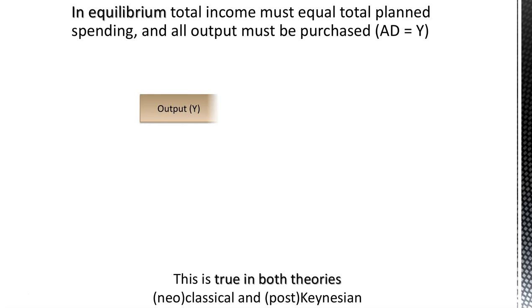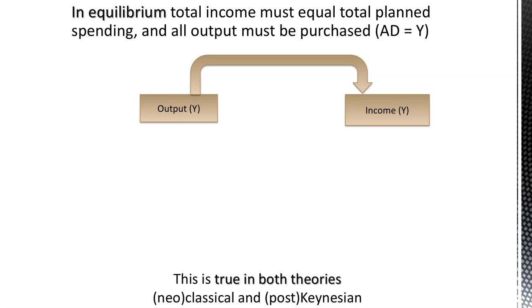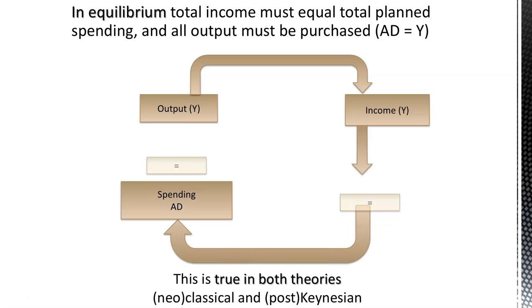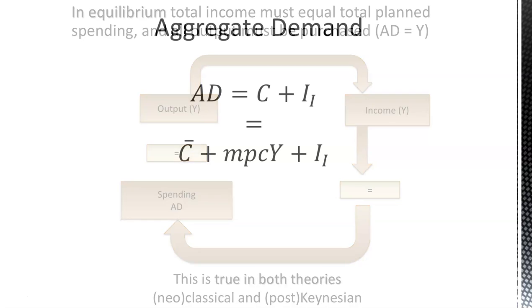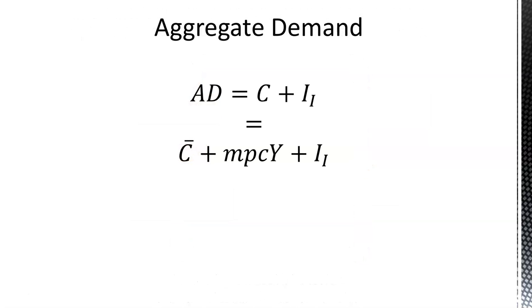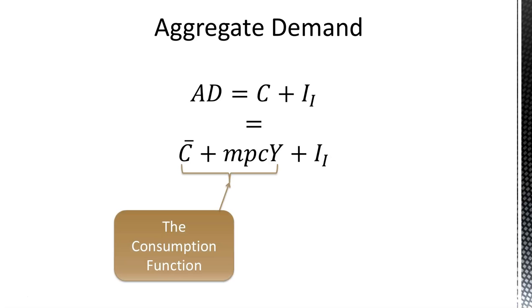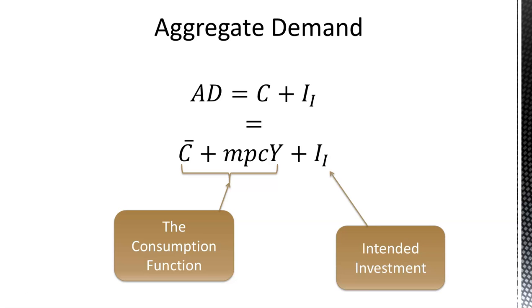This is true in both of our theories, neoclassical and Keynesian or post-Keynesian. Outputs will necessarily generate an equal amount of income. Some of that income then will become spending, and for the economy to be in equilibrium, the total spending or aggregate demand has to come out equal to outputs. So aggregate demand, again, in this simplified economy is just consumption spending plus intended investment spending. We can break that down further into consumption as a consumption function denoted by C bar plus MPC Y, and then there's your intended investment, which is just going to be given in this model.